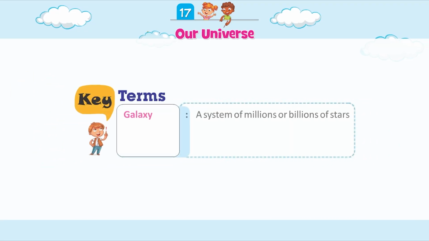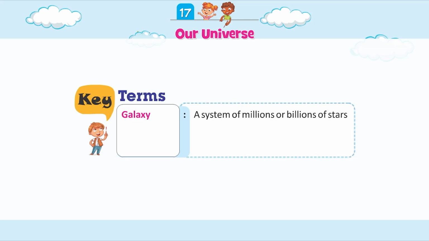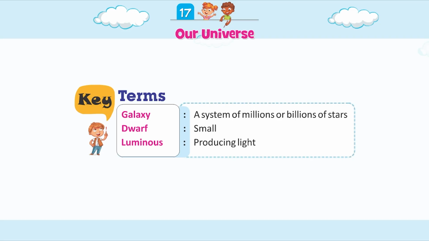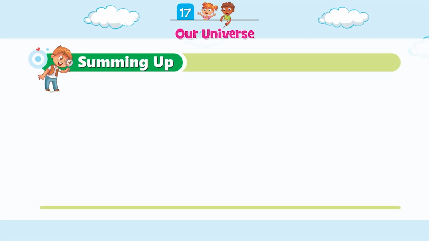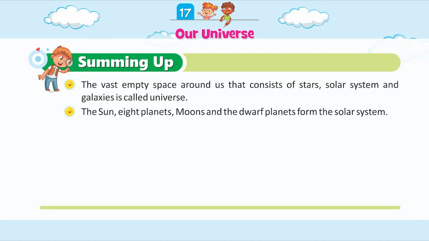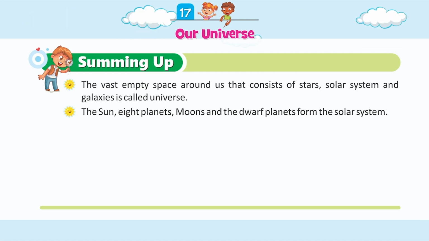Key terms. Galaxy, a system of millions or billions of stars. Dwarf, small. Luminous, producing light. Summing up. The vast empty space around us that consists of stars, solar system and galaxies is called universe. The Sun, 8 planets, moons and the dwarf planets form the solar system.